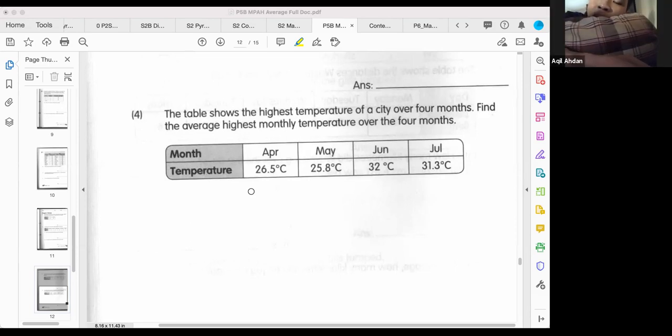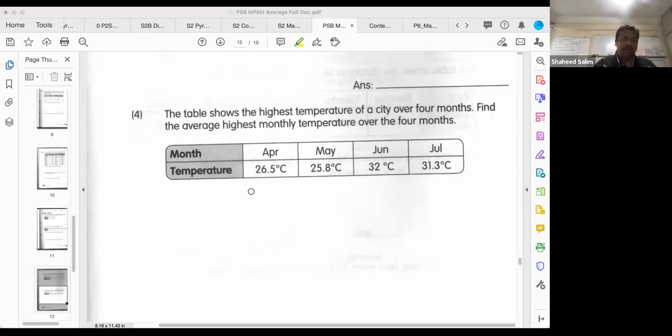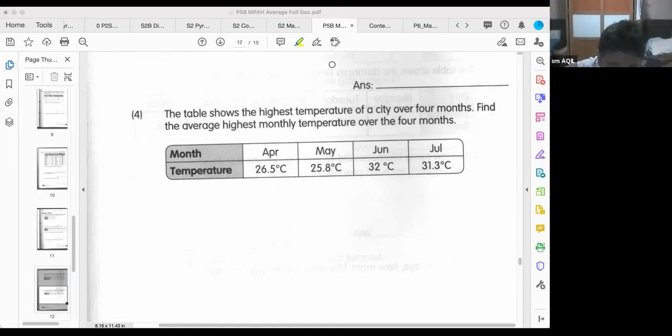Yeah, Teacher. I go take my calculator. 26.5 plus 25.8 plus 32 plus 31.3. Is it? Okay. Yeah, correct. Then you get 115.6. And then what do you do after that? Divided by 4? Well done.